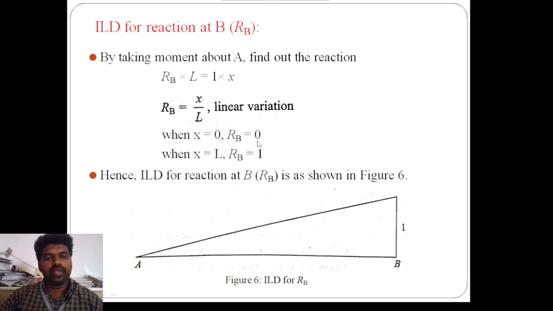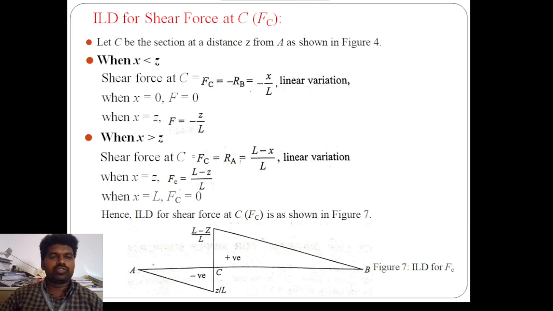When X equals 0, RB equals 0. When X equals L, RB equals 1. Hence the ILD for reaction at B, RB, is as shown in the figure. That means reaction at A and reaction at B, where the unit load directly over the support gives a reaction value equal to 1. So now the ILD for shear force at C.